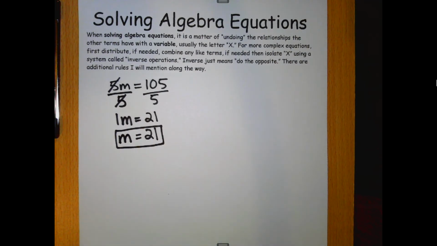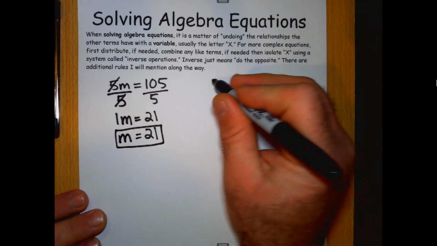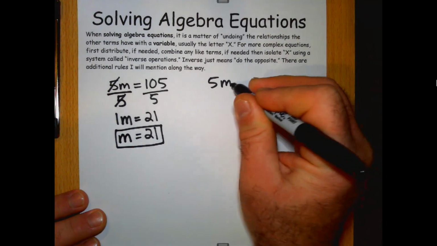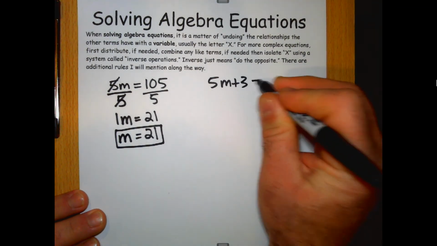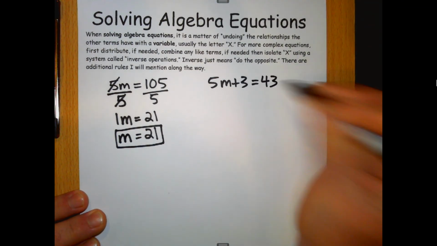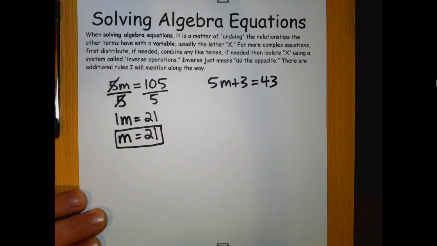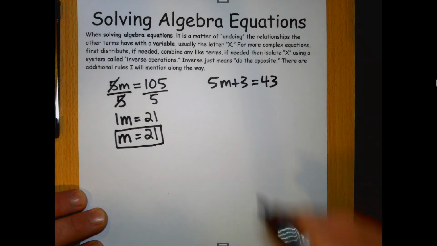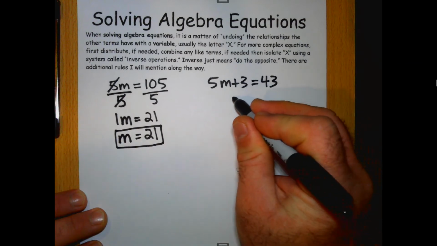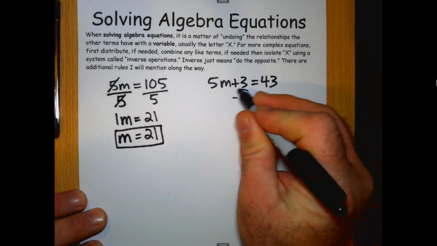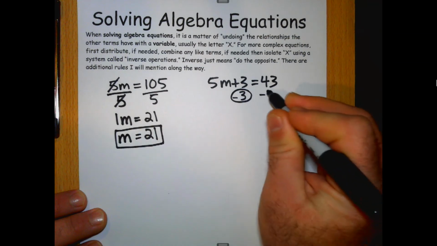So next we'll do a two-step equation. 5m plus 3 equals 43. We're going to solve for m. We're going to get m by itself, but where do we begin? The first thing you want to do is add or subtract. In this case, we're going to subtract.